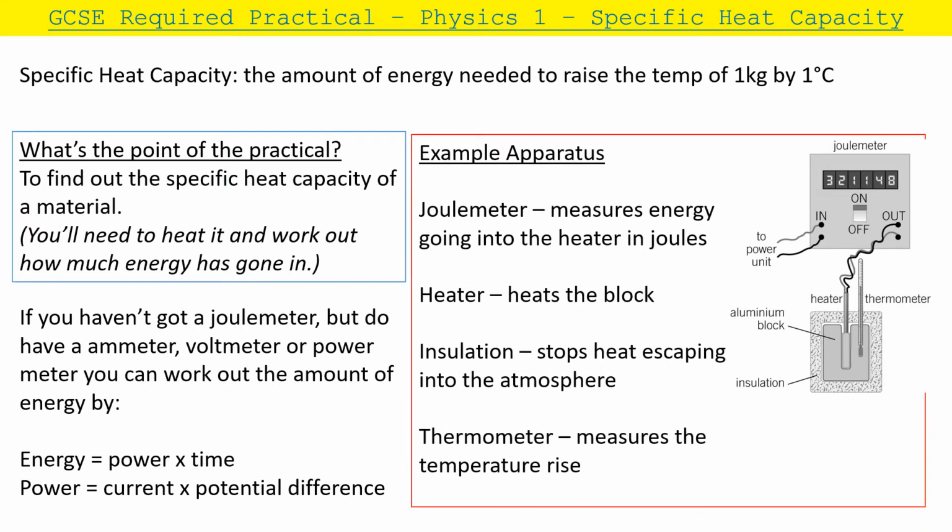So the example apparatus, which I've just talked through a little bit: the joule meter measures the energy going in joules, which is our unit of energy. The heater heats the block. Insulation does exactly what it says on the can, stops the heat escaping to the atmosphere or its environment, surroundings. And the thermometer measures the temperature rise.